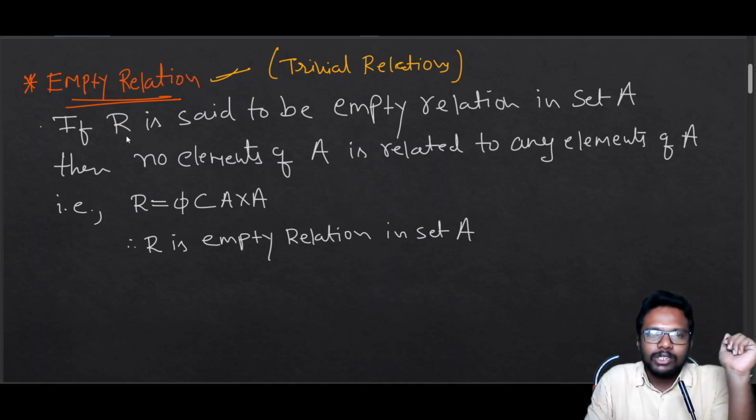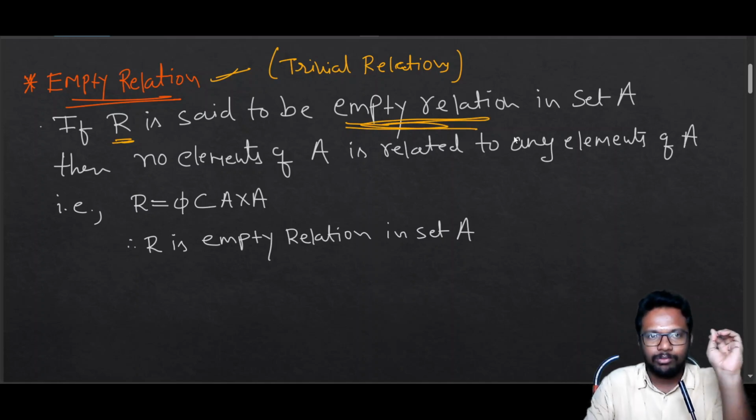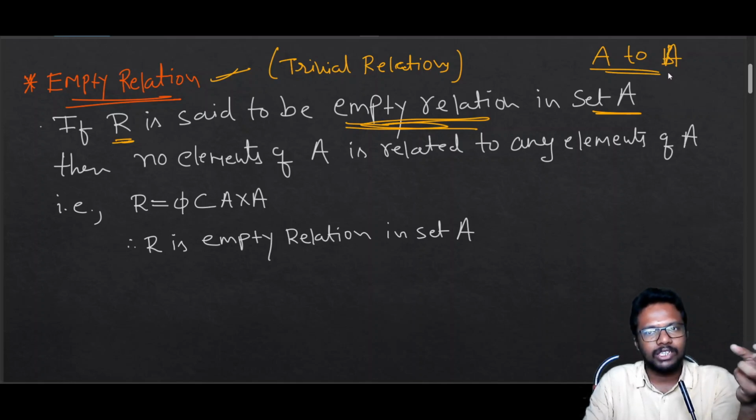So what it defines: here I have considered R. If R is said to be an empty relation in set A, I have considered only one set, because for some types we use only one set, though we can use two sets, A to B, also. But here for simplicity we are using only a single set, A to A. We are defining a relation for set A itself only.